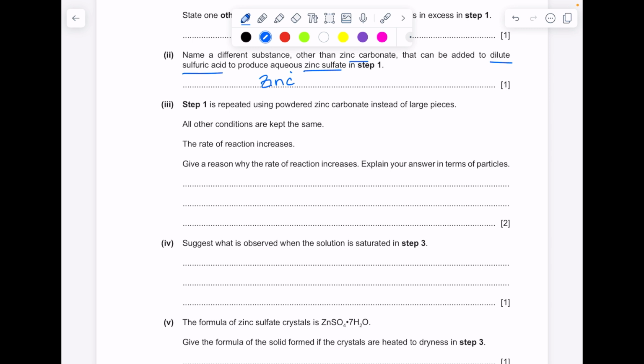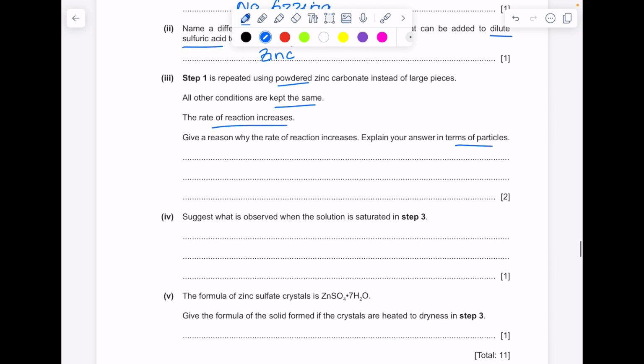Step 1 is repeated using powdered zinc carbonate instead of large pieces. All other conditions are kept the same. The rate of reaction increases. Give a reason why the rate of reaction increases. Explain your answer in terms of particles.